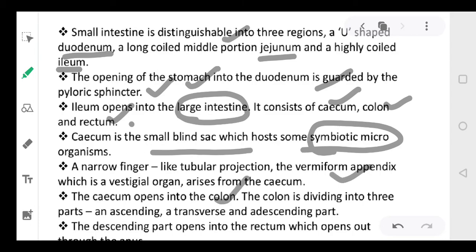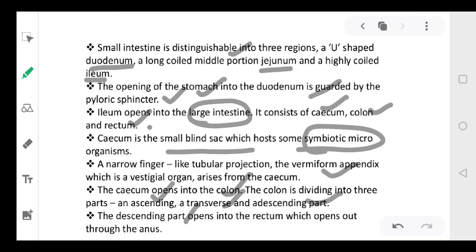Now cecum opens into the colon. There are 3 parts of the colon: ascending, transverse and descending colon, right? The descending colon then opens into the rectum, which removes the waste out through the anus. Okay, dear students?